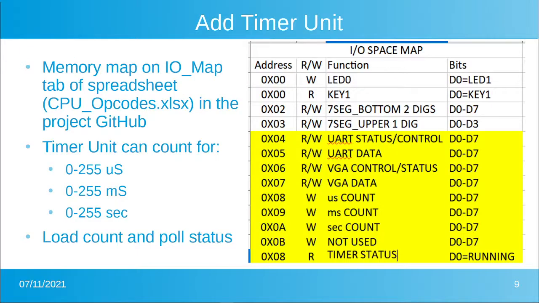Next thing I decided to add was a timer unit, and I developed this previously, but the timer unit has 3 locations you write to. If you want to count for 0 to 255 microseconds, you write to location 8. If you want to count for 0 to 255 milliseconds, you write to location 9. If you want to count for 0 to 255 seconds, you write to the count.